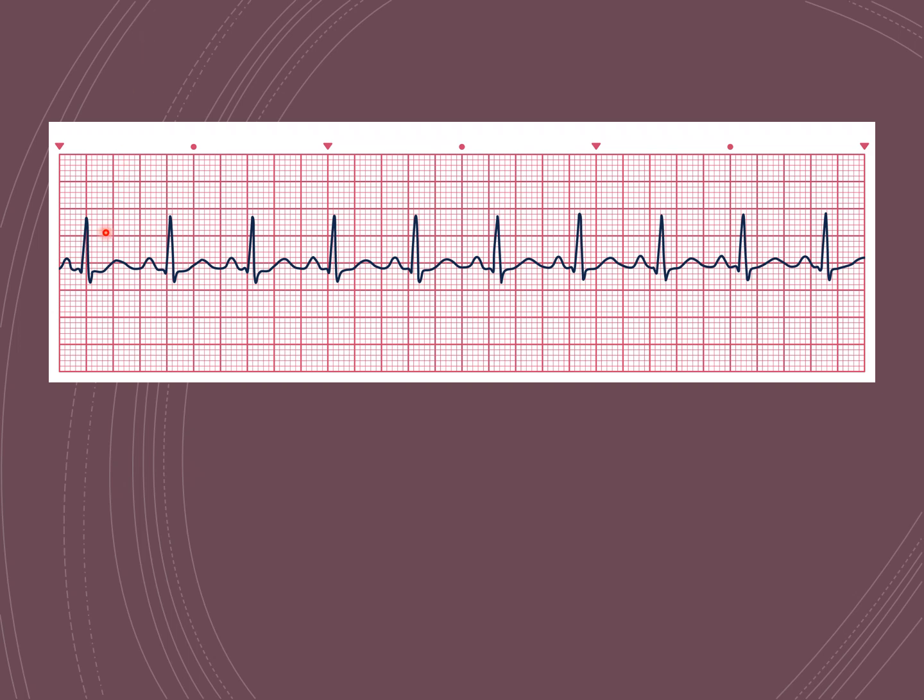are upright and uniform on each one. The PR interval is within the normal limits of 0.12 to 0.2 seconds, and the QRS complexes are narrow, or less than 0.12 seconds. And that tells us that the impulse is conducting properly through the AV node and into the ventricles.